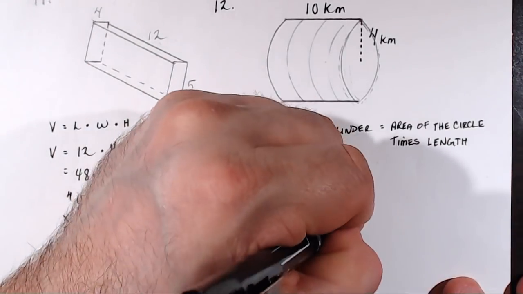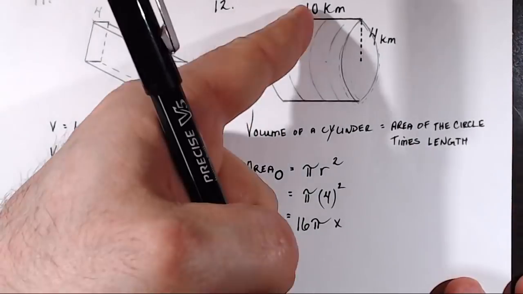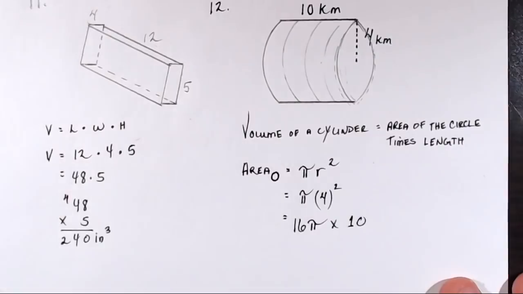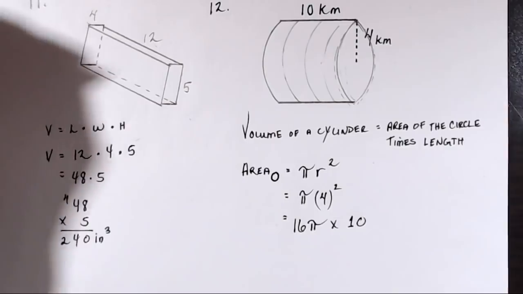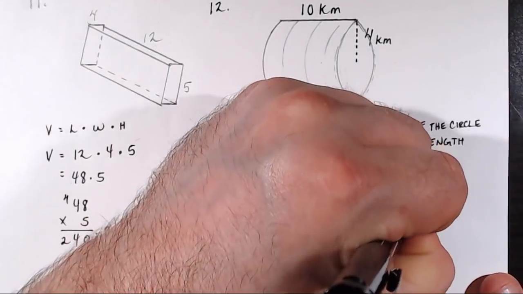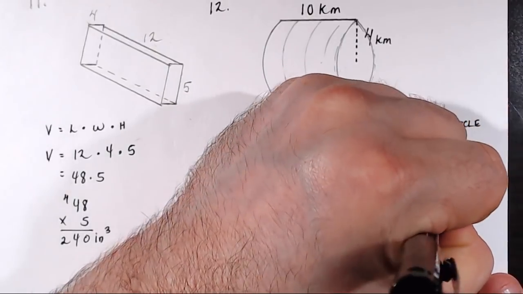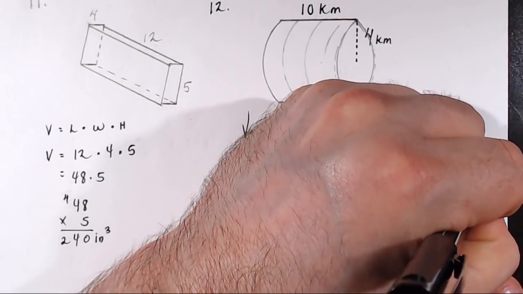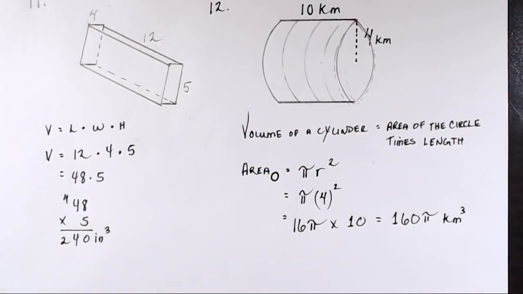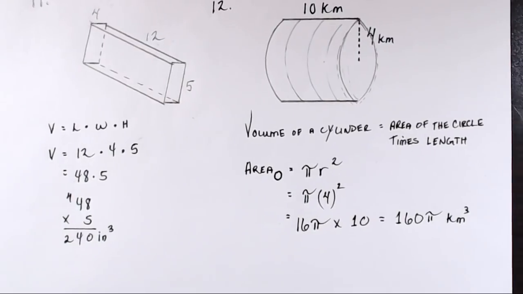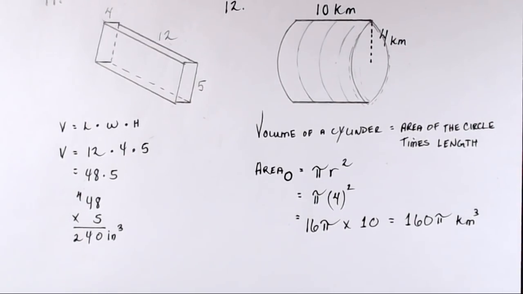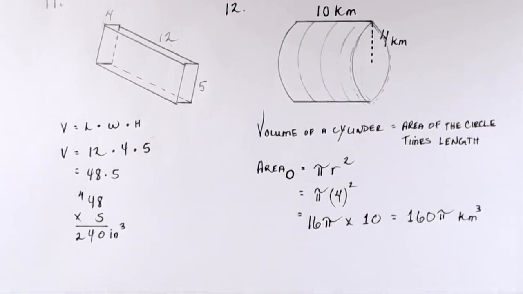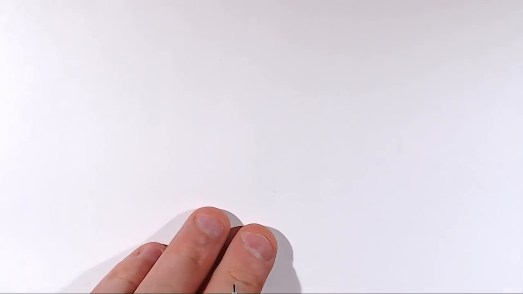And now we just have to multiply that by the length, which is 10 kilometers. Okay? And that will give us the total number of volumetric kilometers, which is 160 pi cubic kilometers. Right, so that's the volume of a cylinder. Okay. That was a fun one, I think.